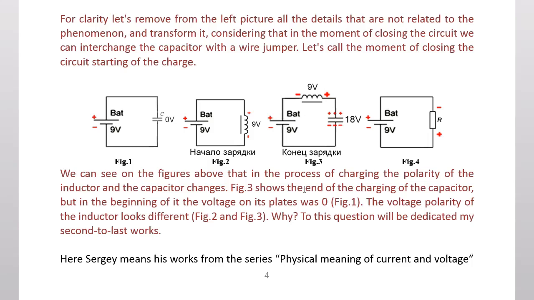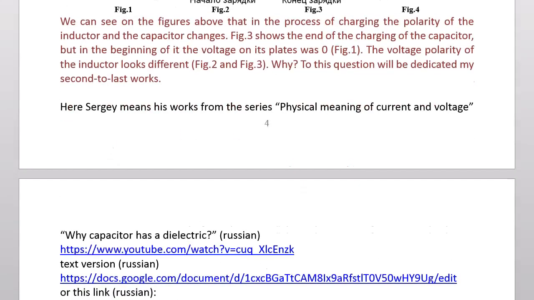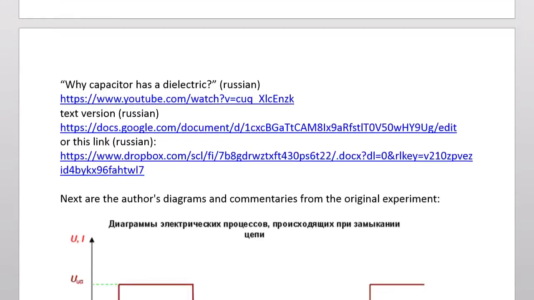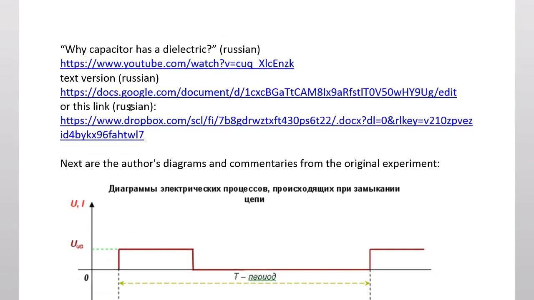To this question will be dedicated my second to last works. Here Sergey means his works from the series Physical Meaning of Current and Voltage. For example, this is a link to the work Why Capacitor Has a Dielectric. This work is in Russian, and I hope the English version of these amazing explanations will be available soon.